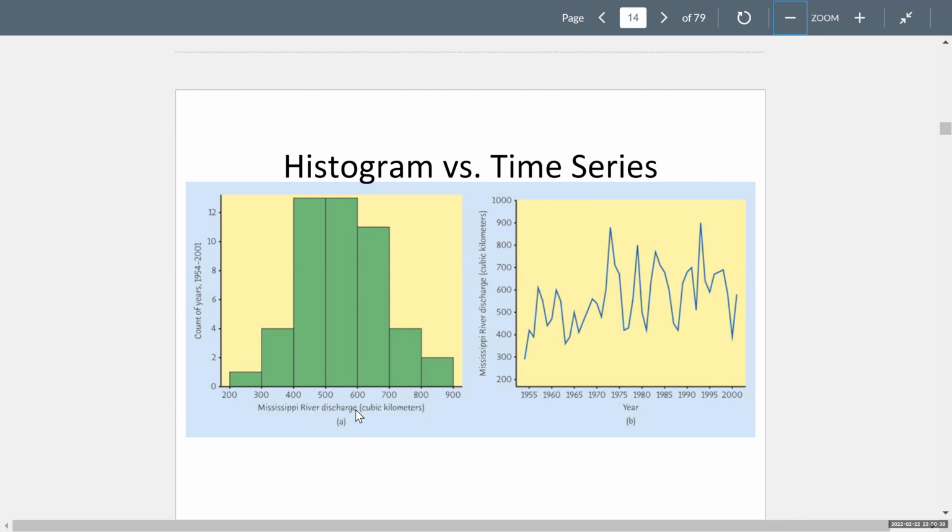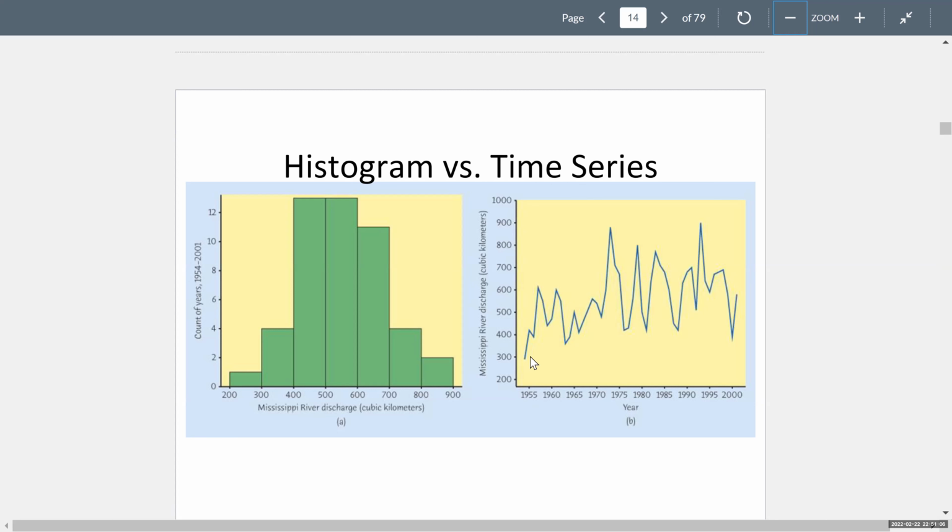Okay, so if we look at another example of a histogram of the data, this is our Mississippi River discharge in cubic kilometers, and the count or the frequency of that amount of river discharge, so how much water came out the mouth of the river. And on the right-hand side, we have a time plot of the same data. So in the graph on the right-hand side, we have associated each data point, each quantitative value with its year, and we have put them in order on our graph.